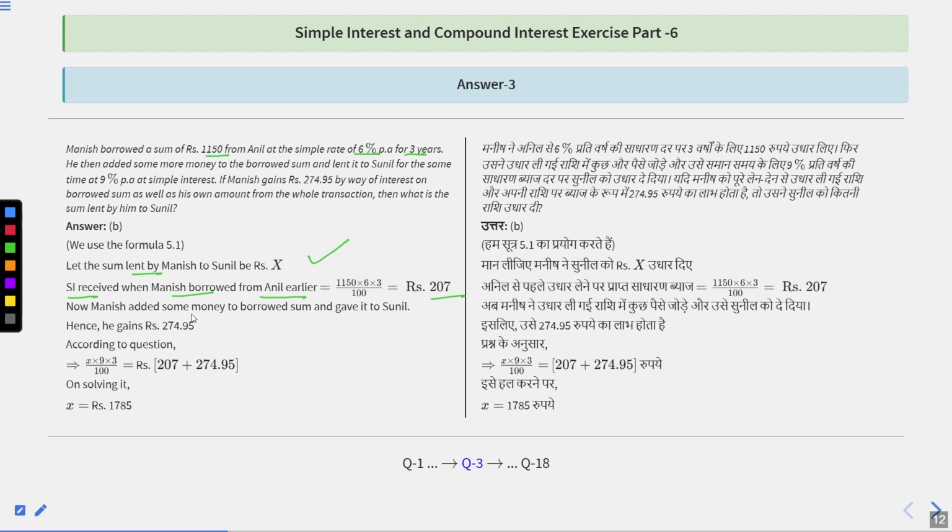Now Manish added some money to the borrowed sum and gave it to Sunil. Hence he gained 274 rupees 95 paise, or we can say 274.95 rupees. According to the question, if he lent X rupees, then X into 9 into 3 upon 100 equals 207 plus 274.95. On solving, we get the value of X, which is 1785 rupees. So B is the correct answer.